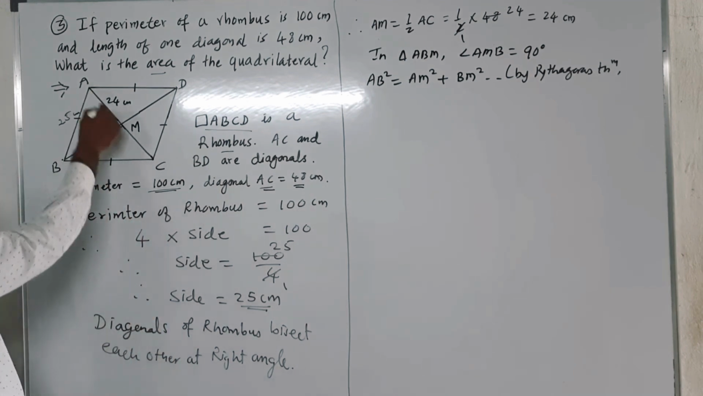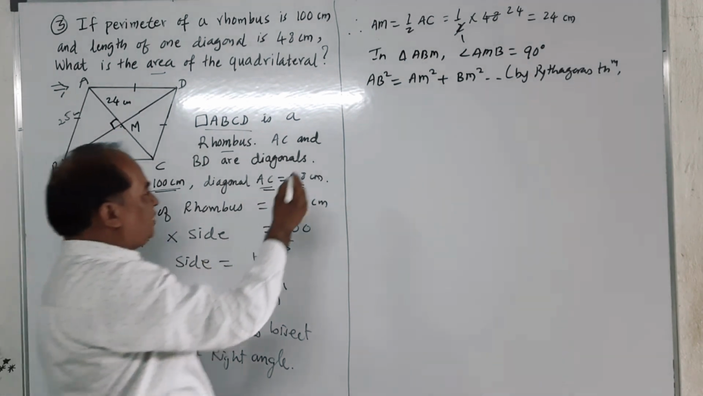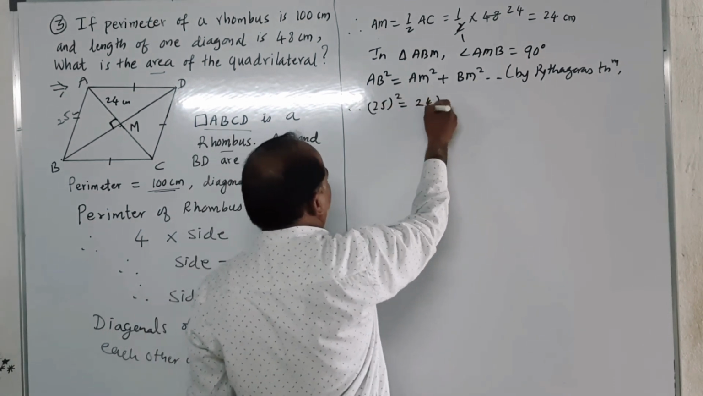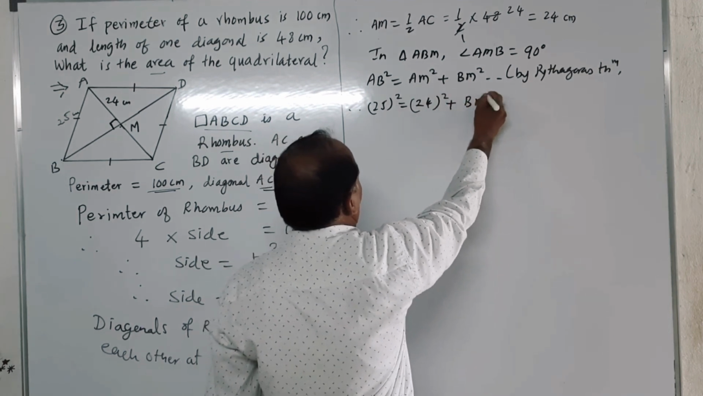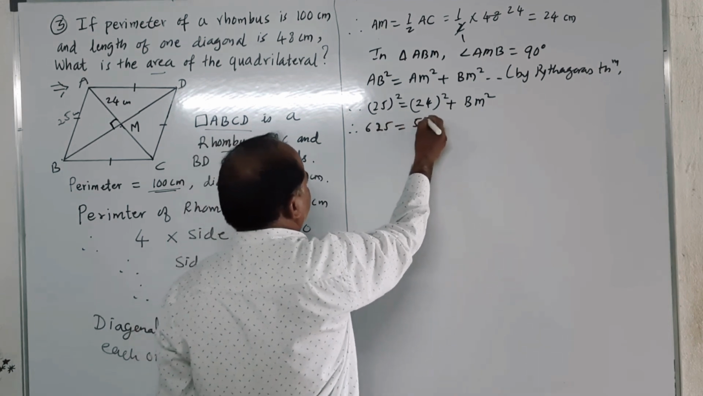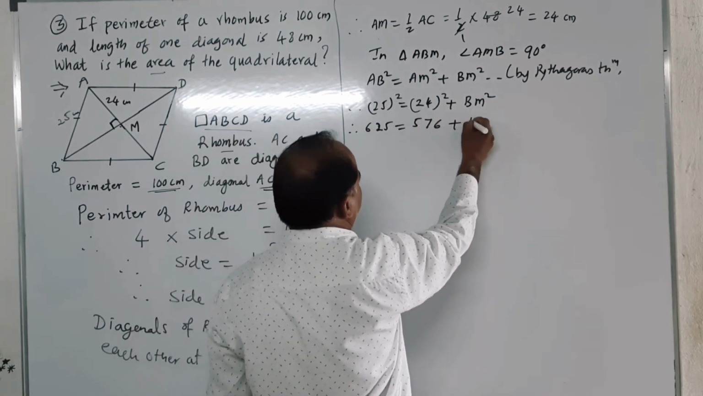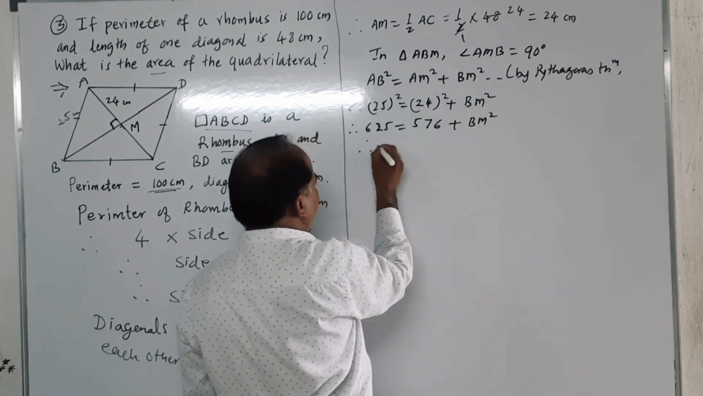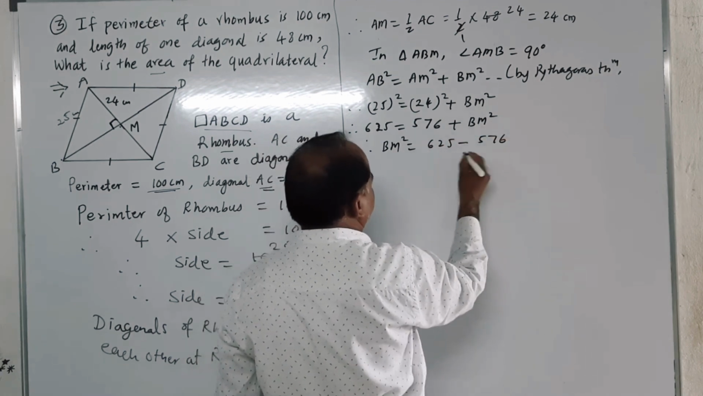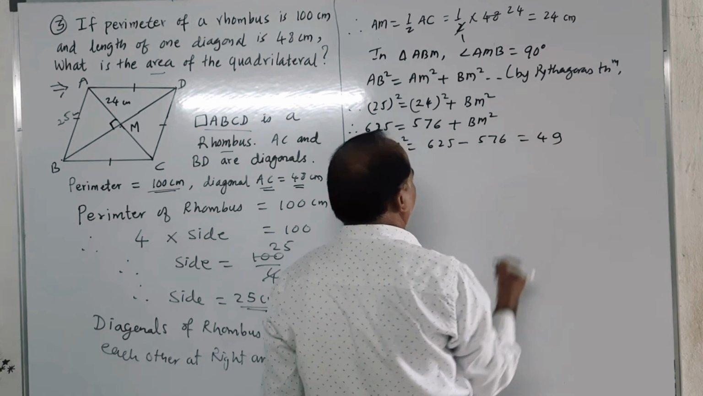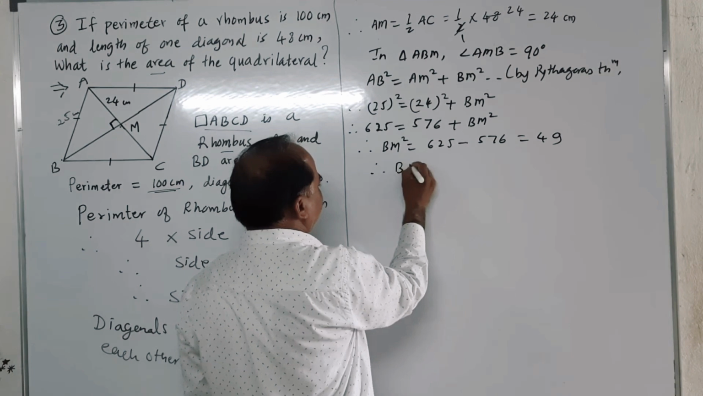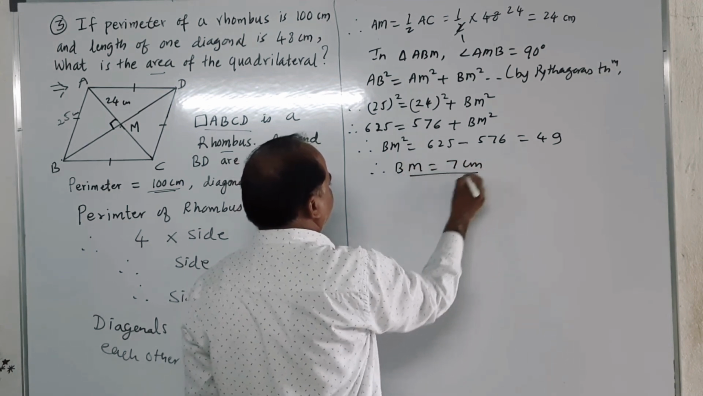AB square is equal to AM square plus BM square. So AB is given. Therefore, 25 square is equal to AM, 24 square, plus BM square. 25 square is 625, is equal to 576, 24 square, plus BM square. So BM square is equal to 625 minus 576. Subtract this: 625 minus 576 is equal to 49. Therefore, BM is equal to 7 centimeter.